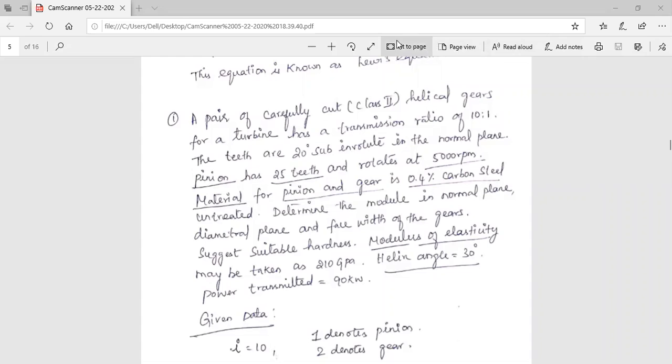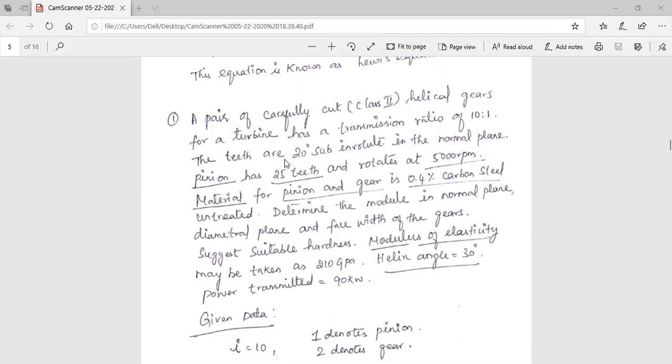Today I am going to explain the numerical based on the helical gear. First you should read the problem. A pair of carefully cut class 2 helical gears for a turbine has a transmission ratio of 10 is to 1.